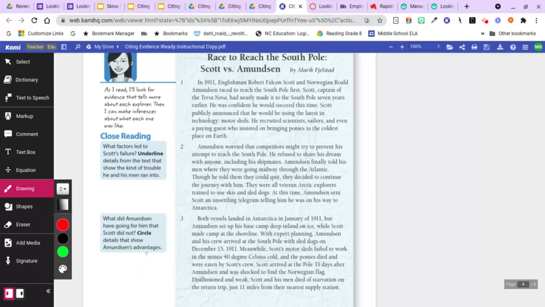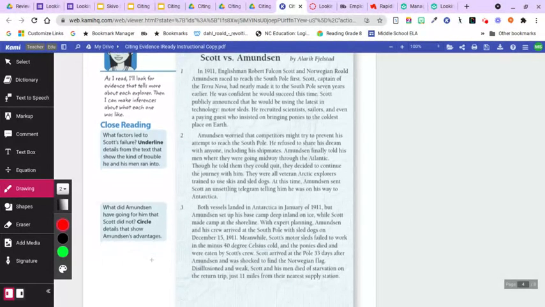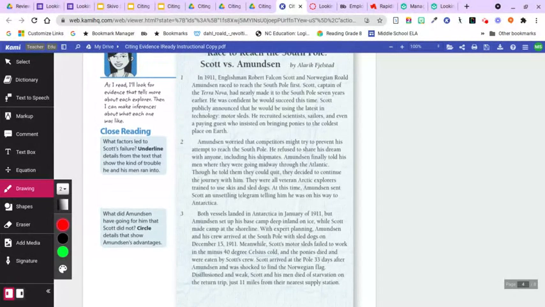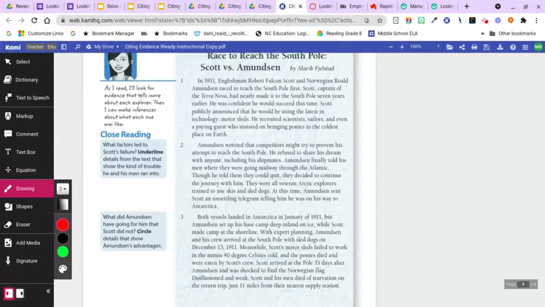What did Amundsen do for him, for the character, the person that Scott did not? What did he do that Scott did not do? Circle that detail to show his advantages. Okay, so Amundsen apparently is his competition. Okay, I see now. So they're racing to get to the North Pole, or the South Pole, sorry.